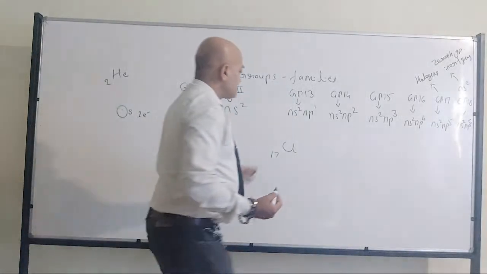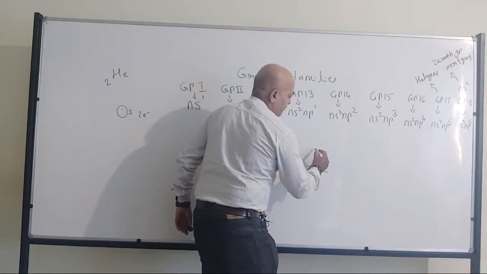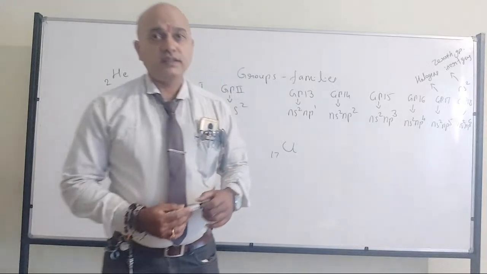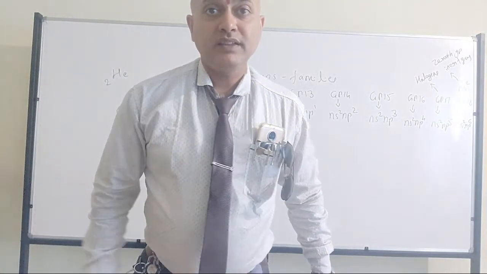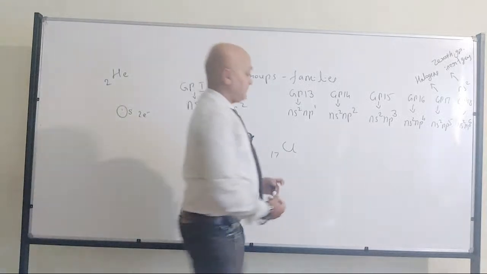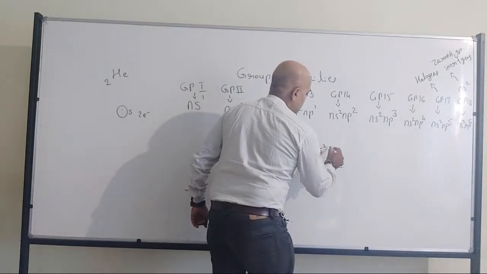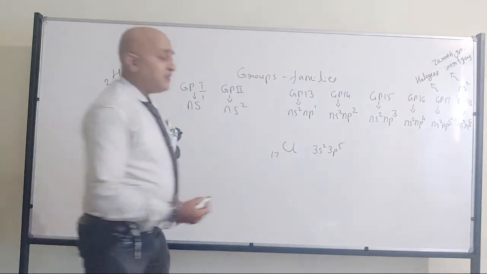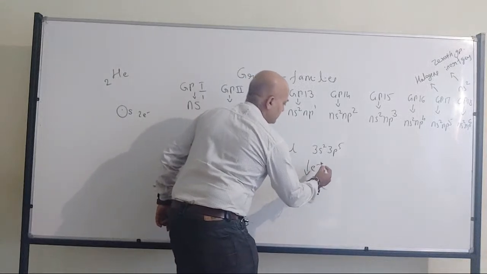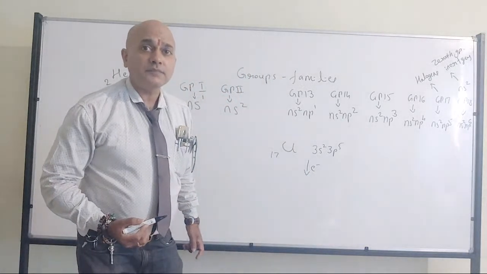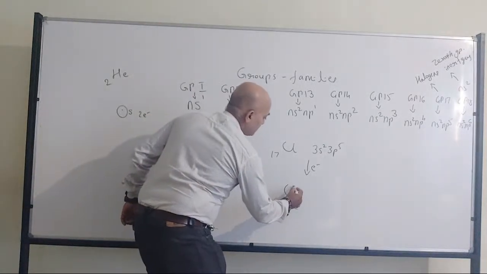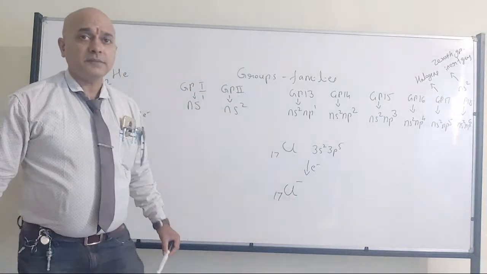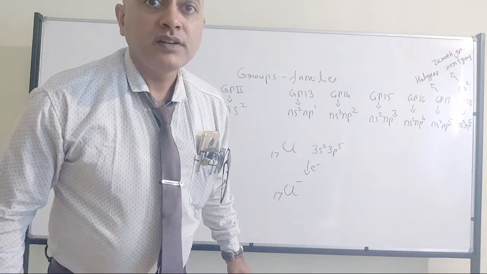Okay? So when it comes to ns2 np5, naturally, since chlorine belongs to which period? That is period number 3. So therefore it will have 3s2 3p5. Right? Now, if it accepts one electron, it will become chloride. The atomic number will be the same. There is no change in the atomic number. It will remain the same. Okay?